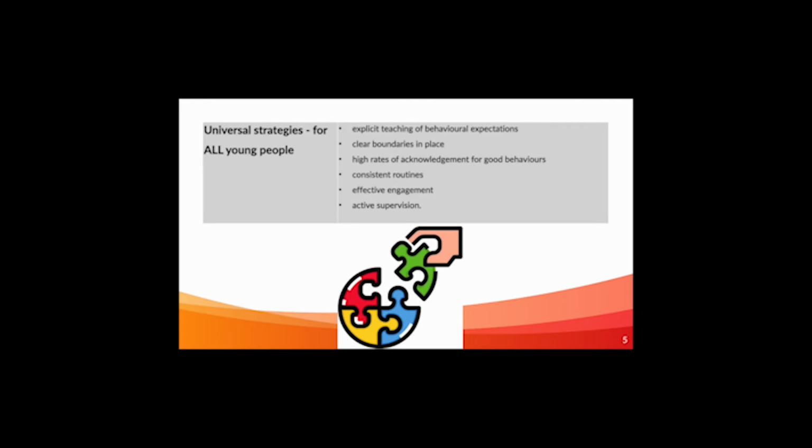There are universal strategies for all young people, and they include the explicit teaching of behavioural expectations. So this is not just putting a set of rules or a set of expectations up on the wall or even reading them out to a group of boarders. It's about actually teaching them. What does this mean? What is the expectation? How are they supposed to do this? That sort of thing. Clear boundaries in place, high rates of acknowledgement and processes of acknowledgement for good behaviours, positive behaviours, consistent routines, effective engagement and active supervision.